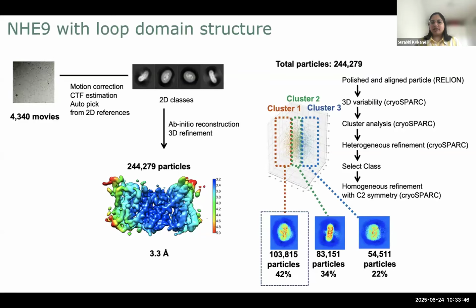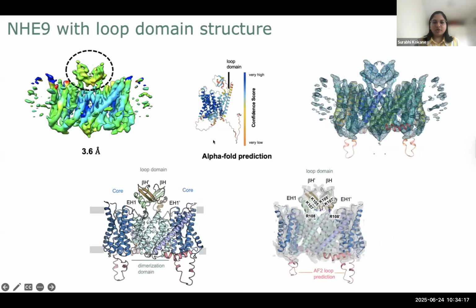So we tried to resolve it at an acidic pH, which can make it more static. And if the transport is less active, maybe we could capture the structure of the loop domain. So we tried to do that. In some of the density, we could see there is some flexible loop, but it was really hard to resolve. Then we selected some particles which had this loop, and we did a 3D variability analysis where we clustered these particles and tried to resolve these 100,000 particles further to get the structure for the loop. Yeah, we did see the loop.